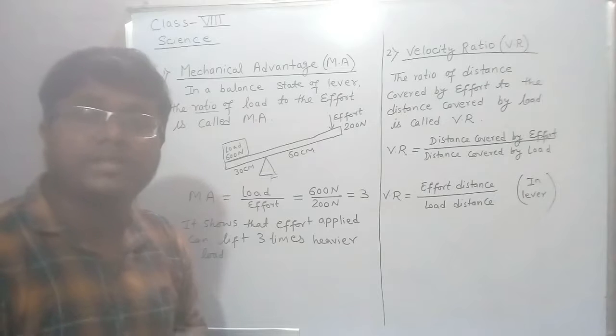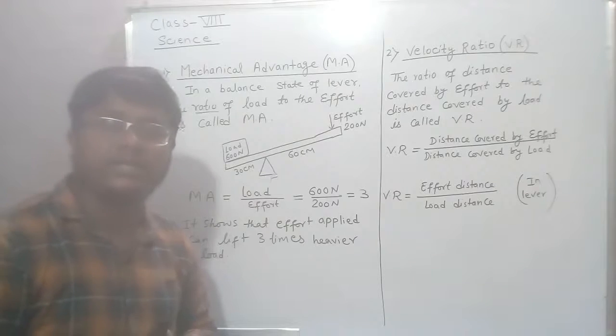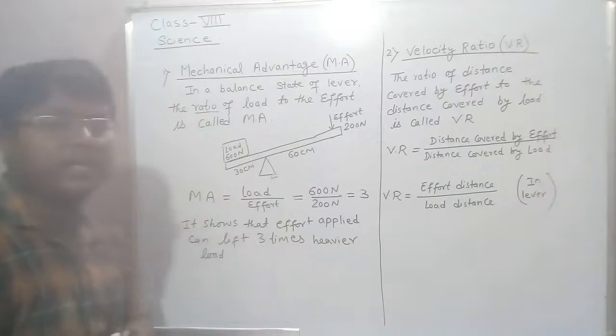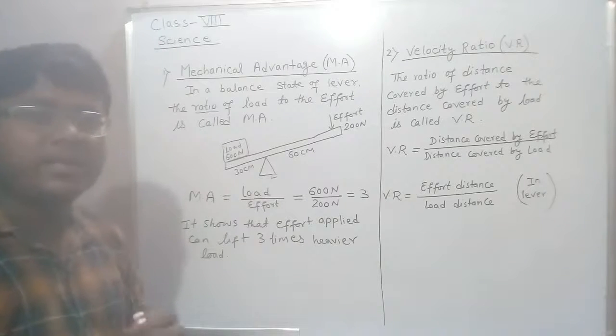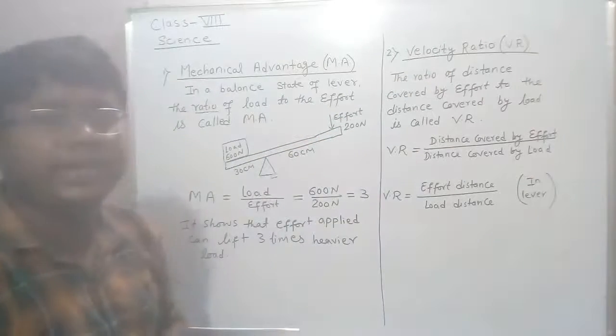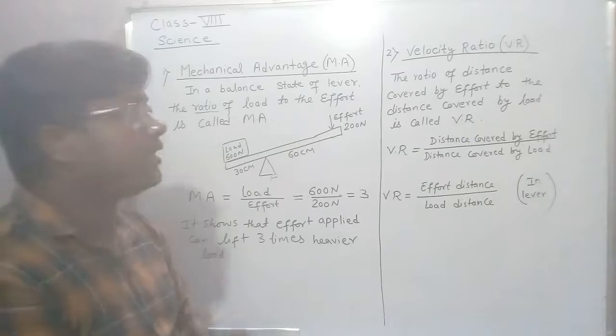3 times 200 Newton is 600 Newton. Okay, so I hope this is clear. Similarly, our next topic is velocity ratio, VR. Okay, so what is it?